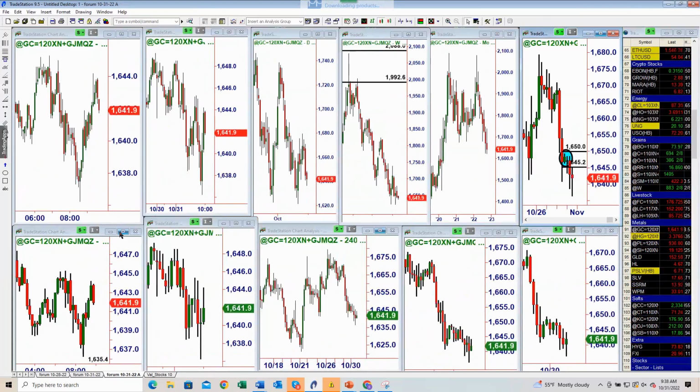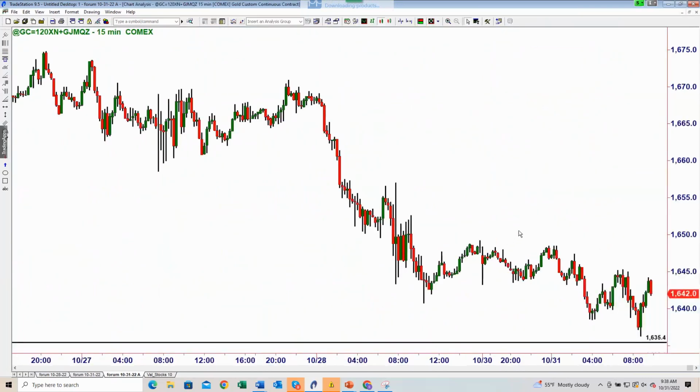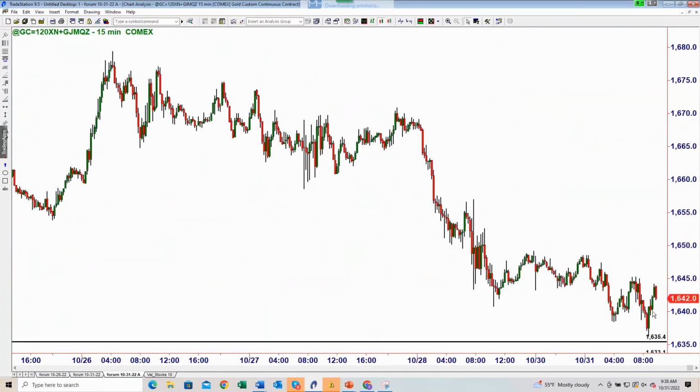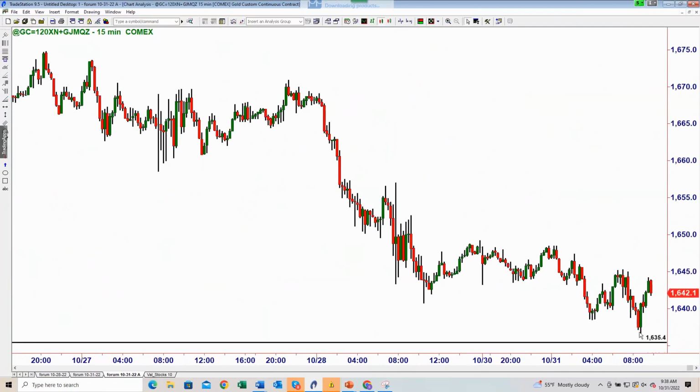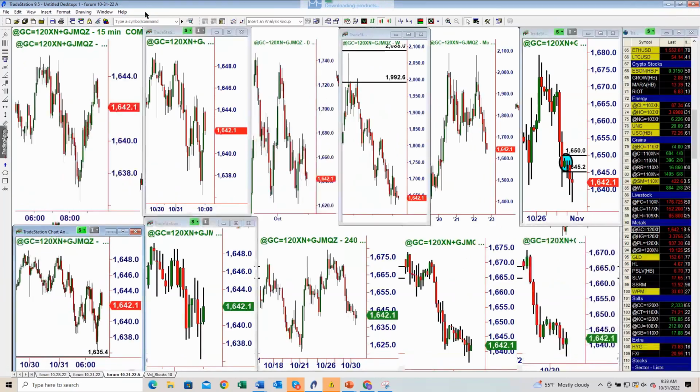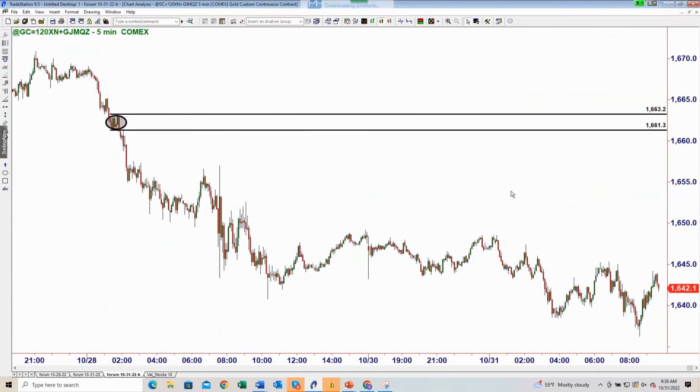Coming down here to the 15-minute chart, you'll see we're sitting just above a qualified demand zone down here at 1635. Almost got there a couple hours ago, but it didn't. So that level is still in play. Those are the gold futures. And then, believe it or not, there's a little 5-minute supply zone a little ways higher, 1661. We usually don't look at this small a time frame in these sessions, but that zone is up there.